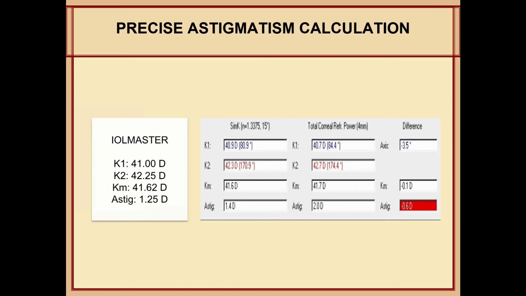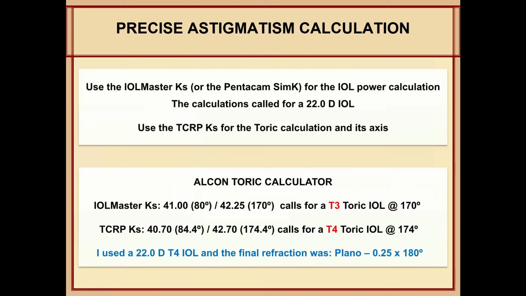However, if you have a patient like this one, and this is an actual patient, where the IOL Master gave me 1.25 diopter, the SimK confirmed 1.4. However, the total corneal refractive power gave me 2 diopter of astigmatism. That's a difference of 0.6 diopter in the amount of astigmatism to be corrected. And that creates a problem of what to do. And these are the actual details of this case.